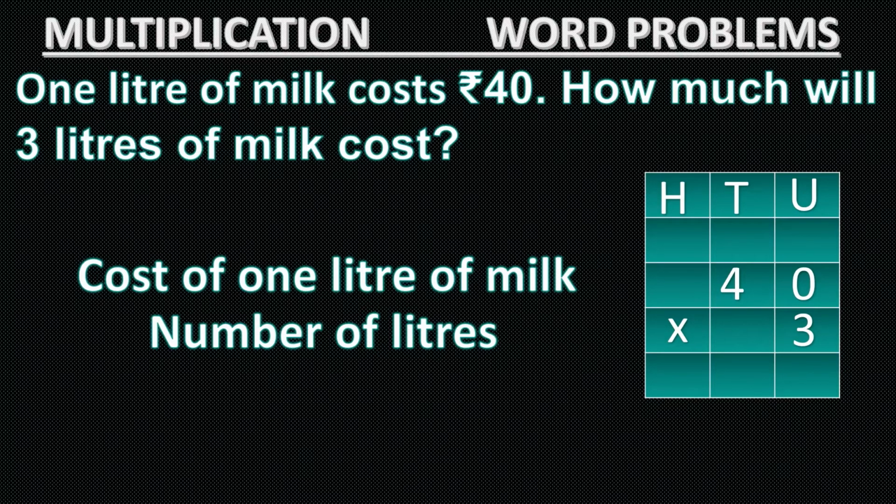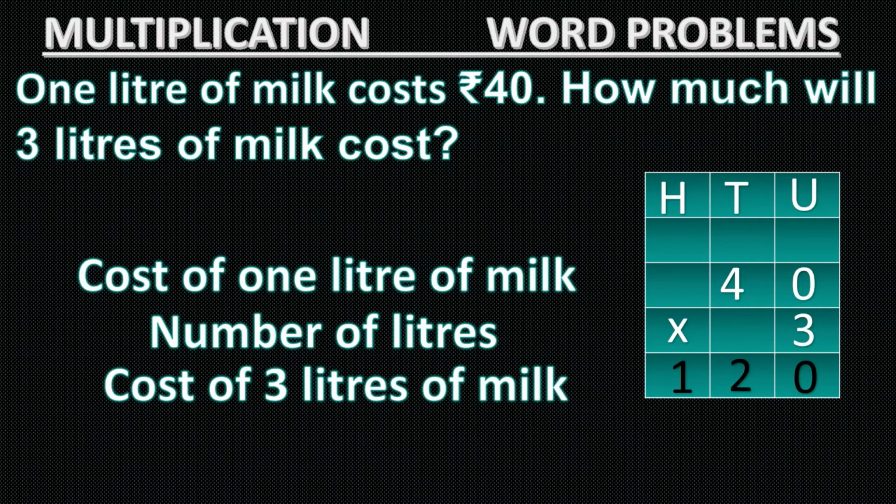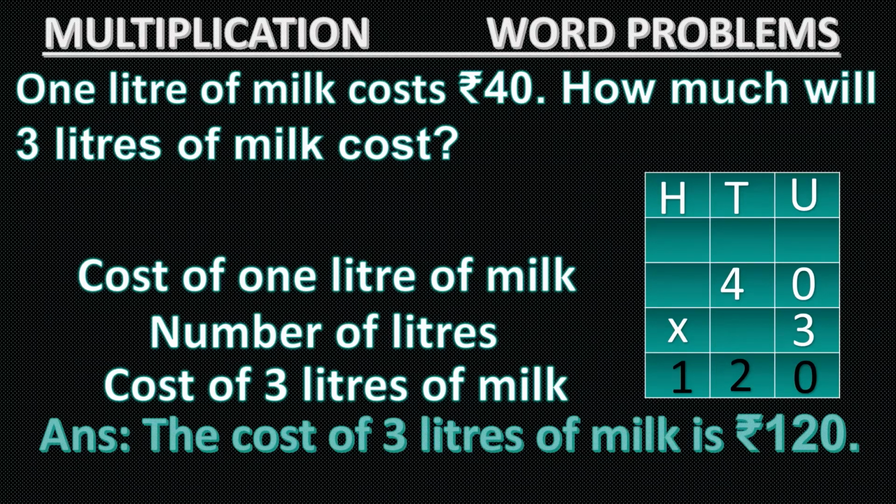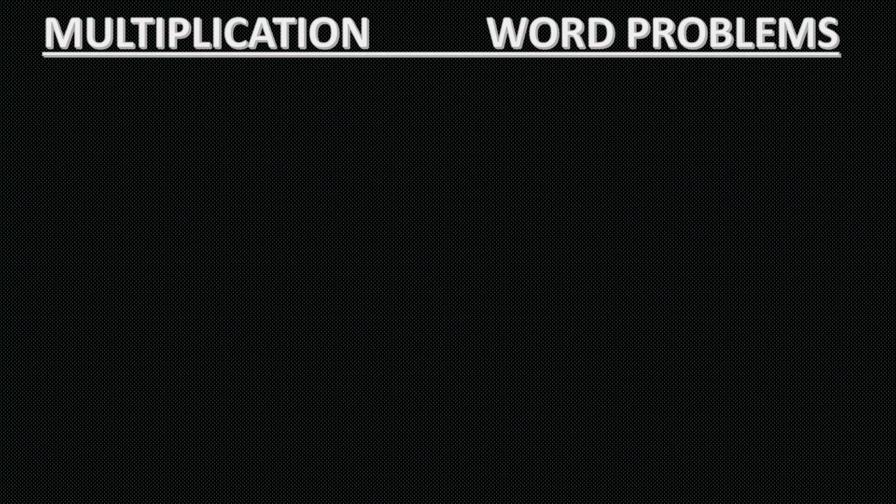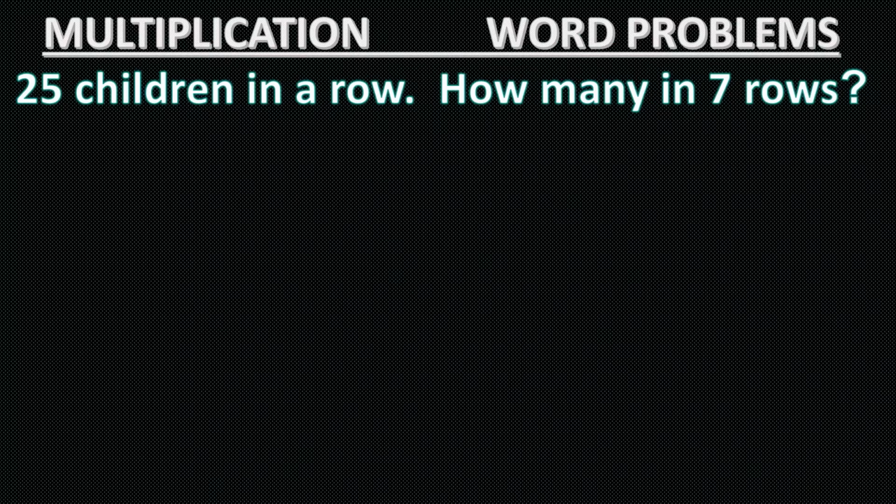3 zeros are 0. 3 4s are 12. We write 2 in tens place, 1 in hundreds place. Cost of 3 liters of milk. The final statement will be the cost of 3 liters of milk is 120 rupees. Next question. 25 children in a row. How many in 7 rows?